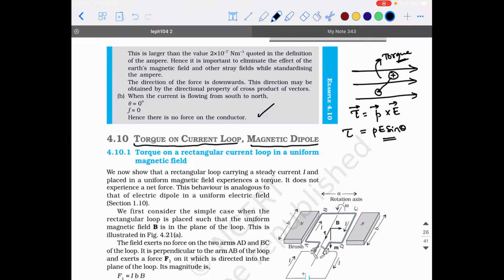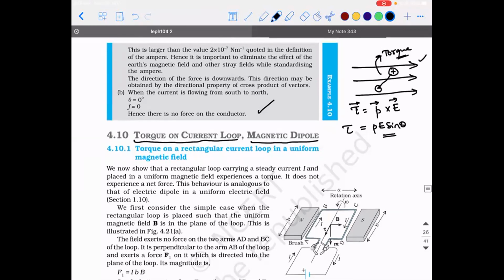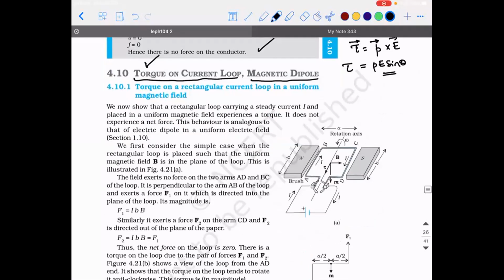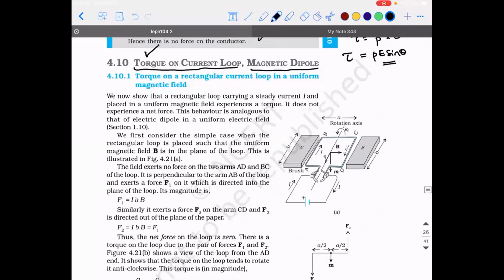Okay. Now what is going to happen is you have a field here also. The only difference is the electric field is replaced with a magnetic field. Here also you have a dipole. The electric dipole is replaced with a magnetic dipole. So what do you think is going to happen when you place a magnetic dipole in an external magnetic field? Again, it is going to experience torque. Clear? So for that, try to understand.